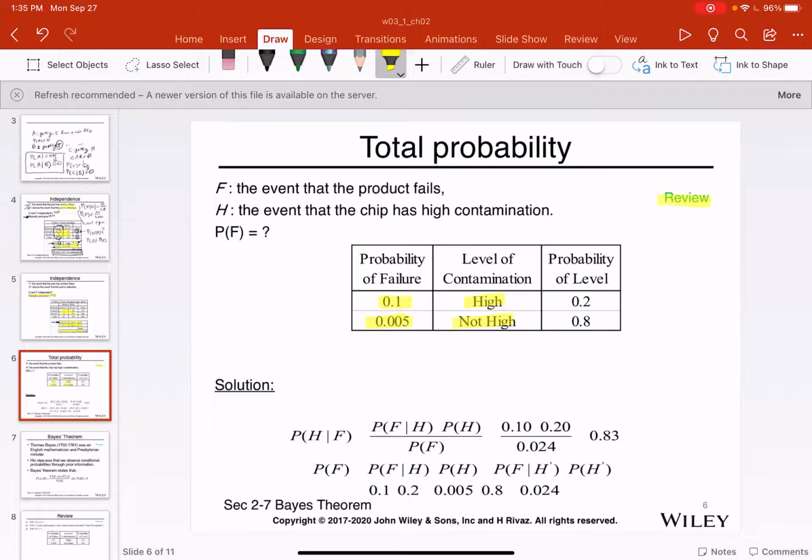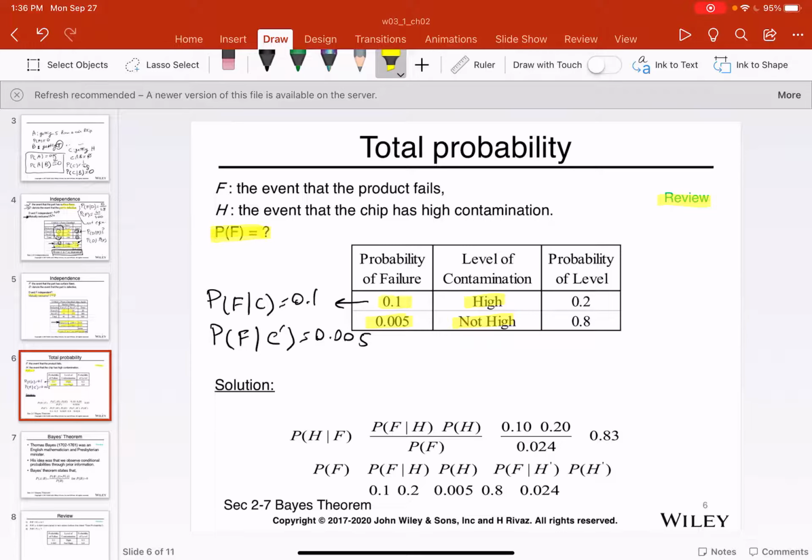We wanted to find the total probability of failure, right? So basically what this table means is that probability of failure given high contamination is 0.1, and probability of failure given not high contamination, so we call that C prime, that is 0.005, right? The question says, I don't care about these conditional probabilities, give me the total probability of failure, right?